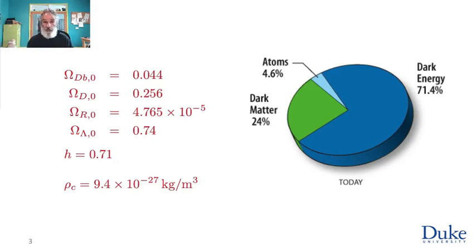This is what we know. Based on these claims, I can make the astonishing claim that 74% of the energy density in the universe is indeed in the form of dark energy. How did we find this?